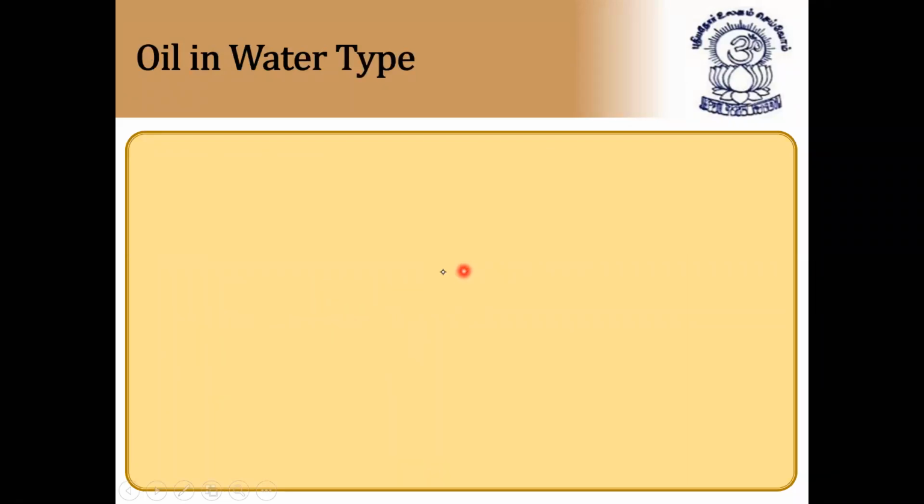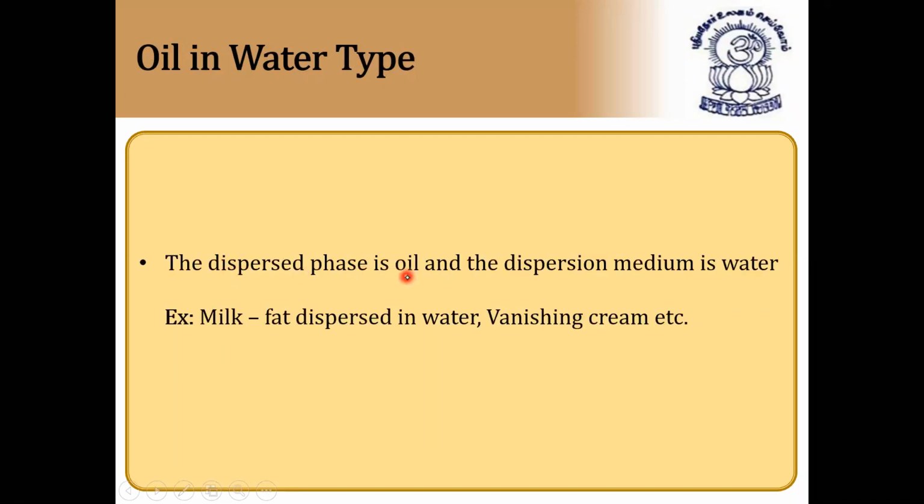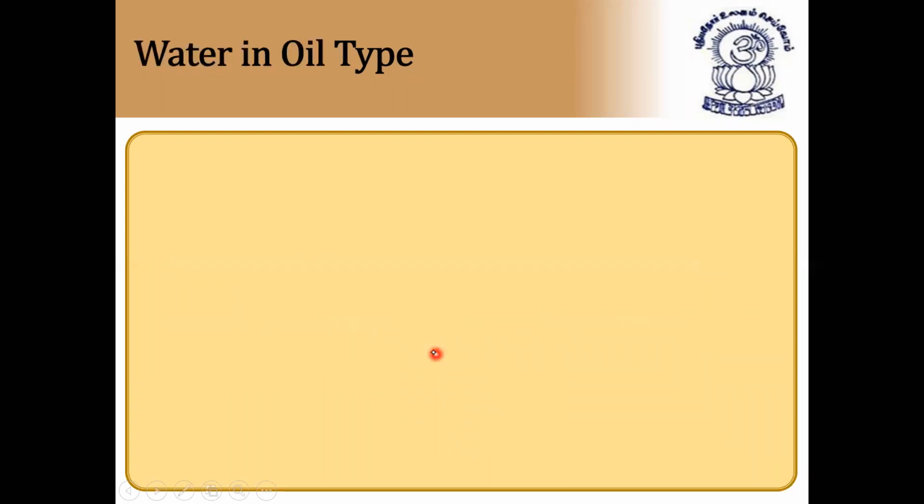Oil in water type, the first type. The dispersed phase is oil and the dispersion medium is water. Water is the dispersion medium and oil is the dispersed phase. Example, milk. They'll ask whether milk, an emulsion, is oil in water or water in oil type. Milk is fat dispersed in water. Vanishing cream, etc. are all examples of emulsions of the oil in water type.